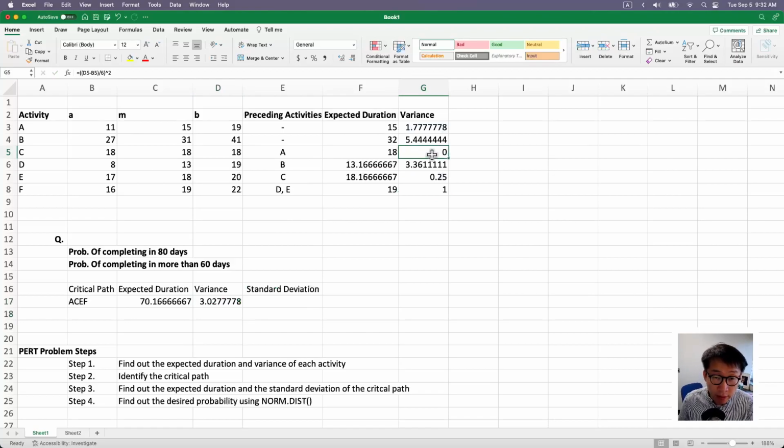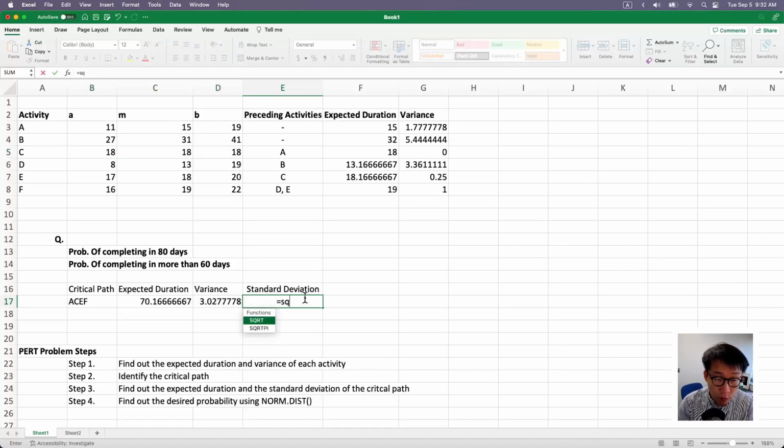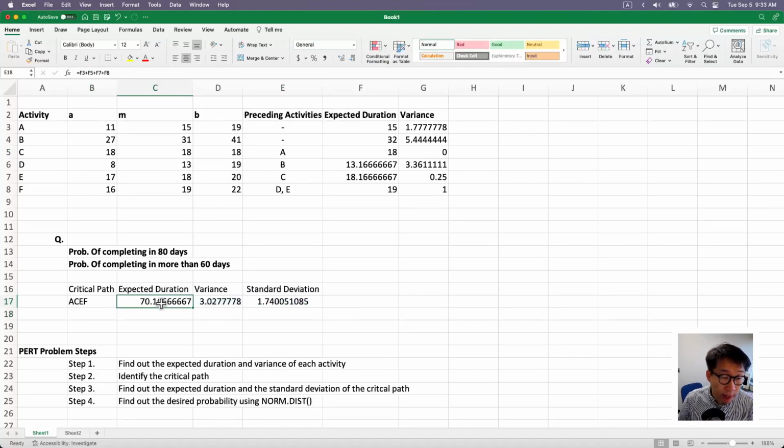It basically means that there is no spread. There's no turbulence with regard to activity C's variability, because it's optimistic, most likely, pessimistic, they're all 18s. Basically, this means that activity C will be done in 18 days. There's no variability in there, okay? And then standard deviation is basically the square root of your variance. So with that, we have expected duration and standard deviation ready for our questions, okay?